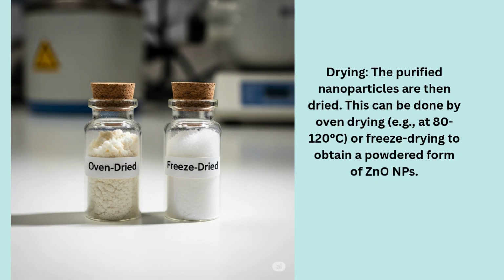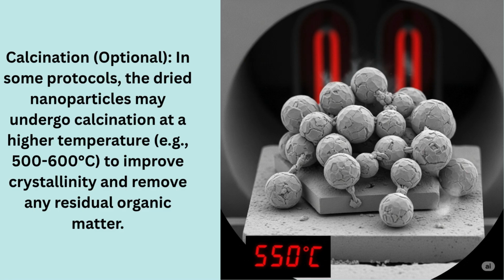3. Drying. The purified nanoparticles are then dried. This can be done by oven drying, e.g., at 80 to 120 degrees Celsius, or freeze drying to obtain a powdered form of ZnO NPs. 4. Calcination, optional. In some protocols, the dried nanoparticles may undergo calcination at a higher temperature, e.g., 500 to 600 degrees Celsius, to improve crystallinity and remove any residual organic matter.